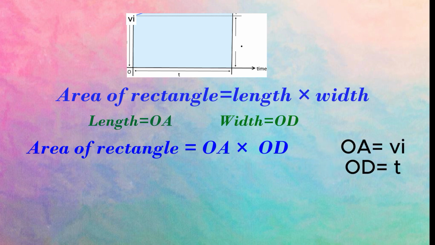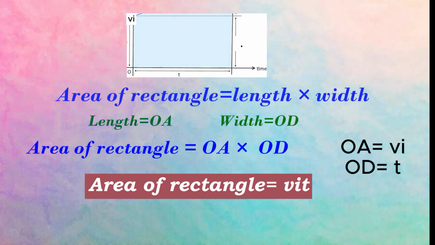OA is equal to Vi, OD is equal to t. Putting values, we get the area of the rectangle is equal to Vi t.